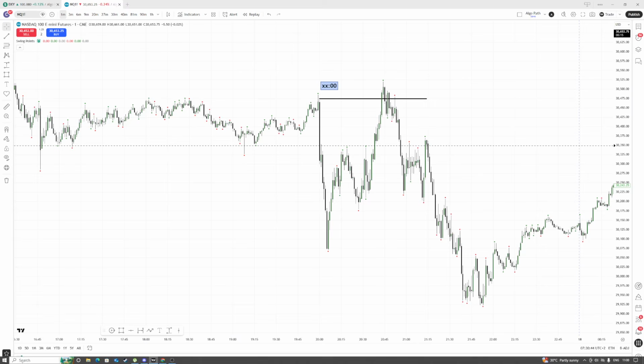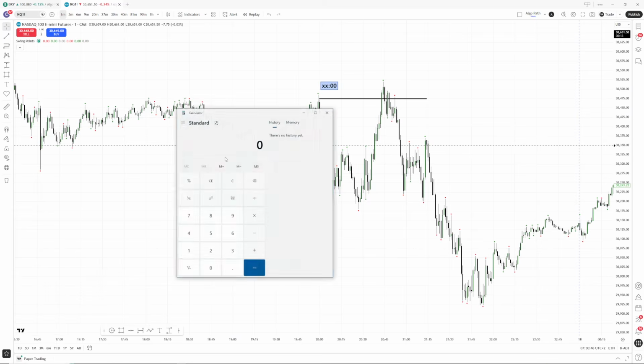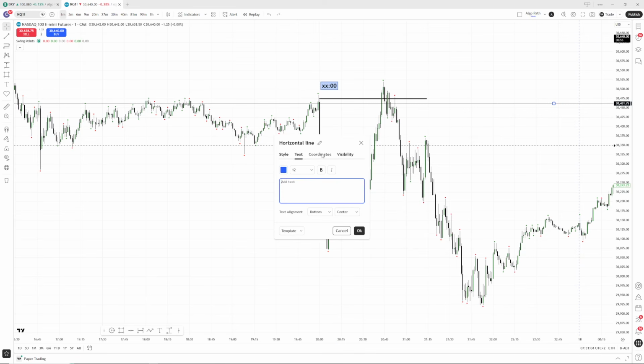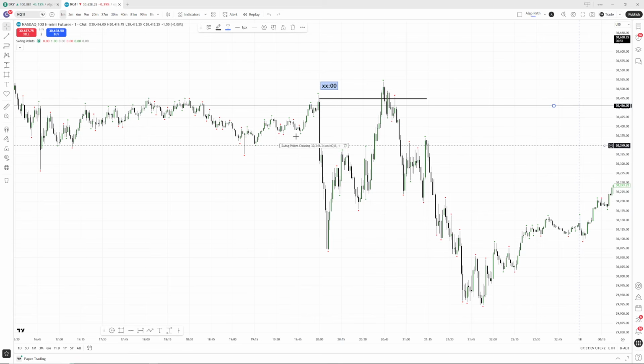Okay, so let's open our calculator and try to see here. So the price is around 30,446. If I divide by 81, I get 376, and 376 into 81 would be 30,456. So now you have some more additional confluence. If there is a 0, 0 made at a PO3 range high, it becomes a significant high.